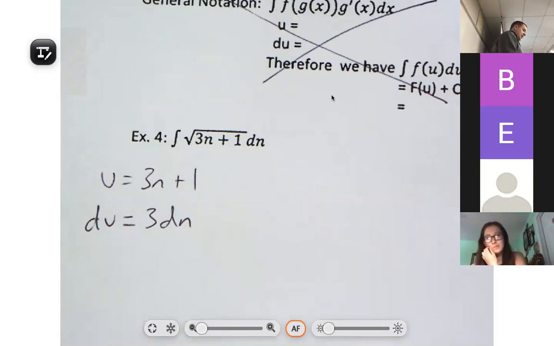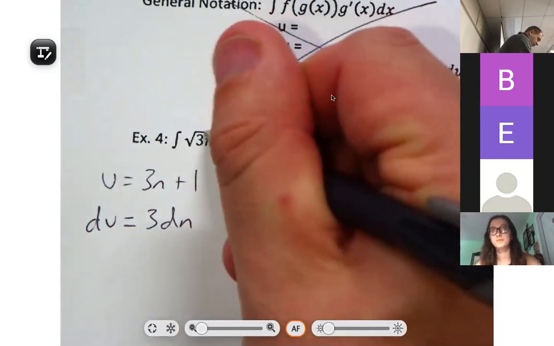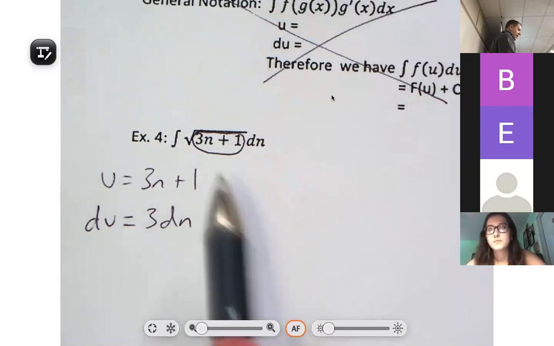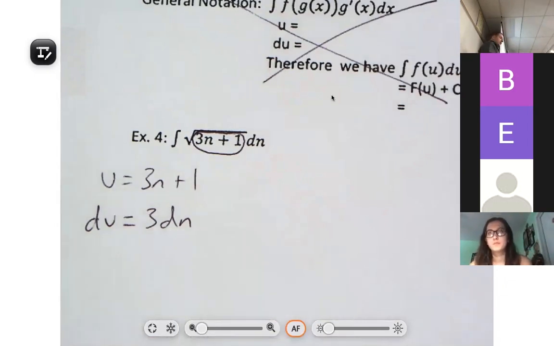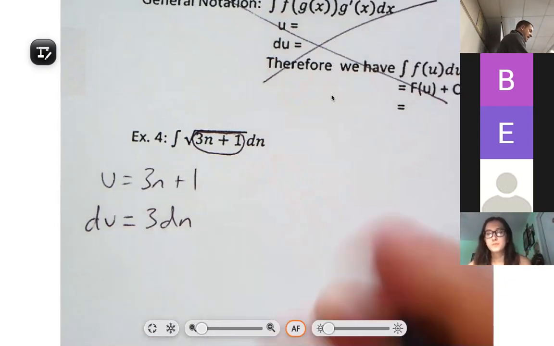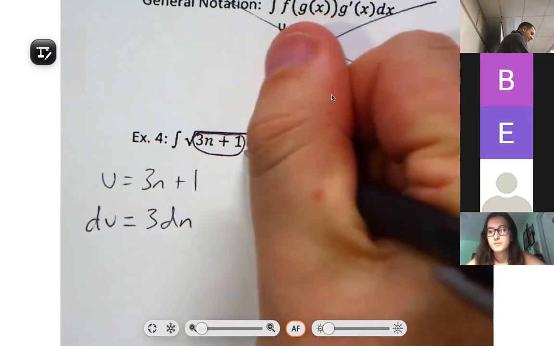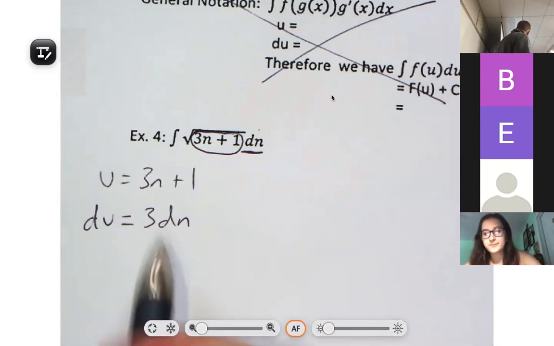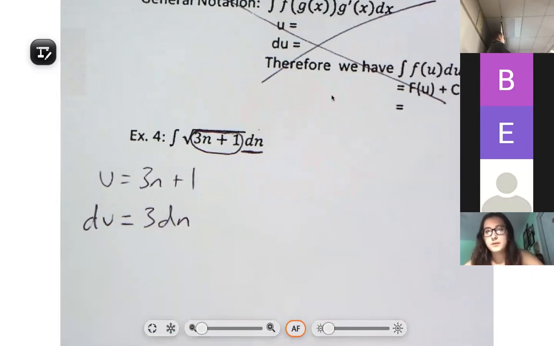Now I want you to see what we have going on here. Okay, 3n plus 1, that's u, so that's u to the 1/2. That's good, I got that. But the other thing I need to replace is dn. The only other thing I have to get rid of is dn. Well, on the previous two, the thing on the right side turned out to be exactly the stuff that we needed to replace. Well, here we have an extra 3 over there. This is like the one other thing that could happen with u substitution.